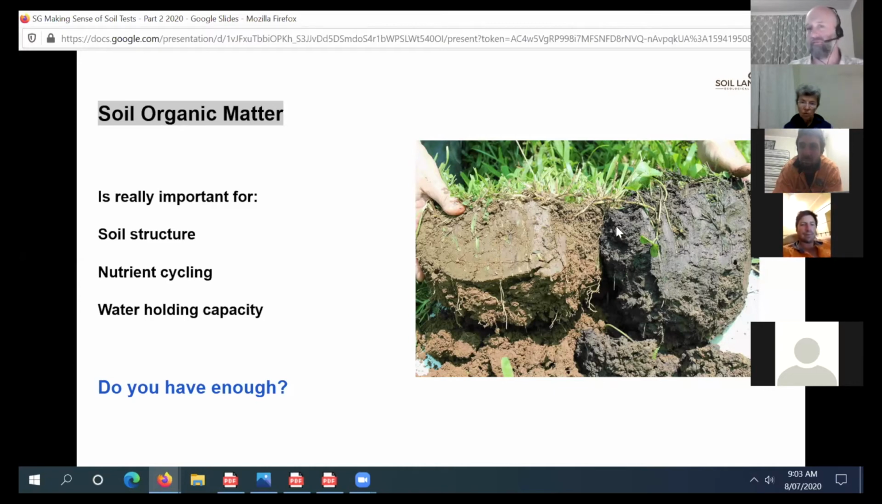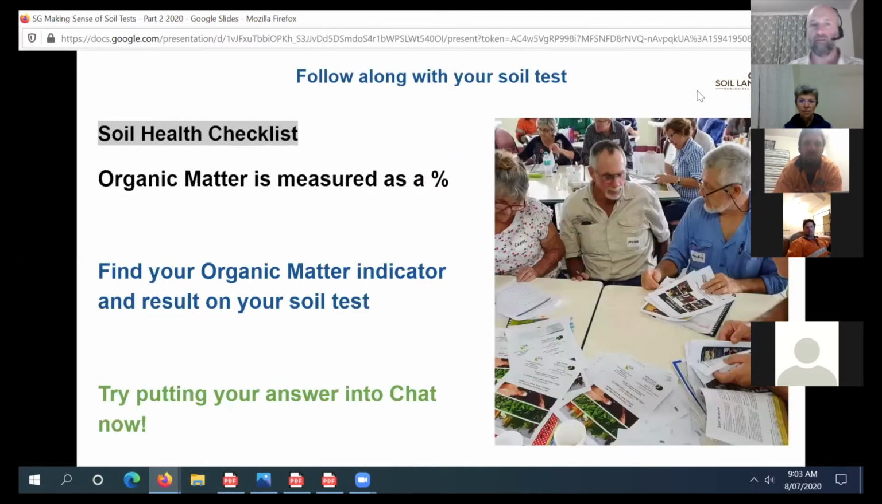And this is a former sugarcane field that they bought to convert to a vanilla farm, and the cane fields nearby probably have 3%. So you can see, depending on your management, you can have different levels of organic matter. All right, so let's jump into it.